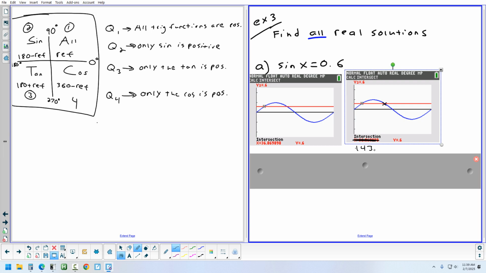143 point something. Okay, I remember what. So there's our two answers. Now, let's do that without graphing. I'm going to show you how much faster it is.